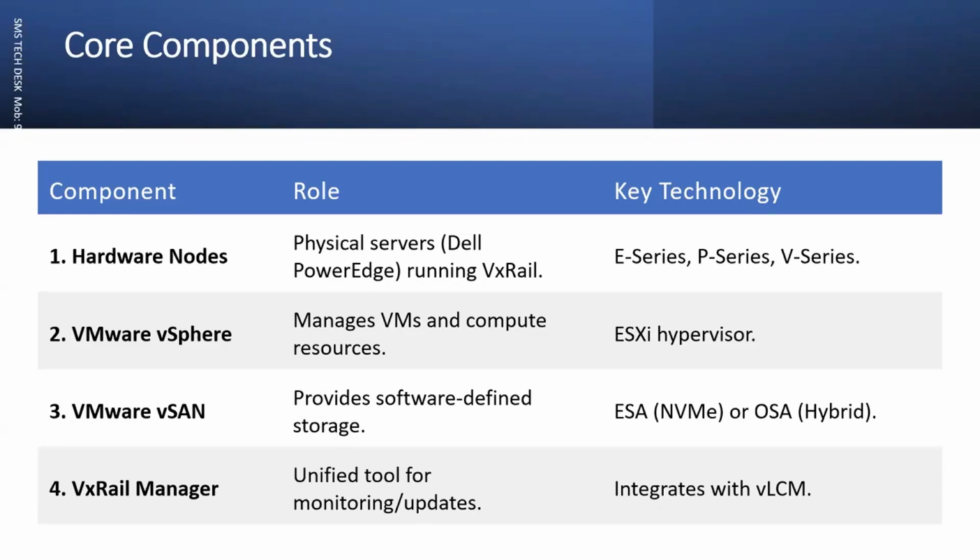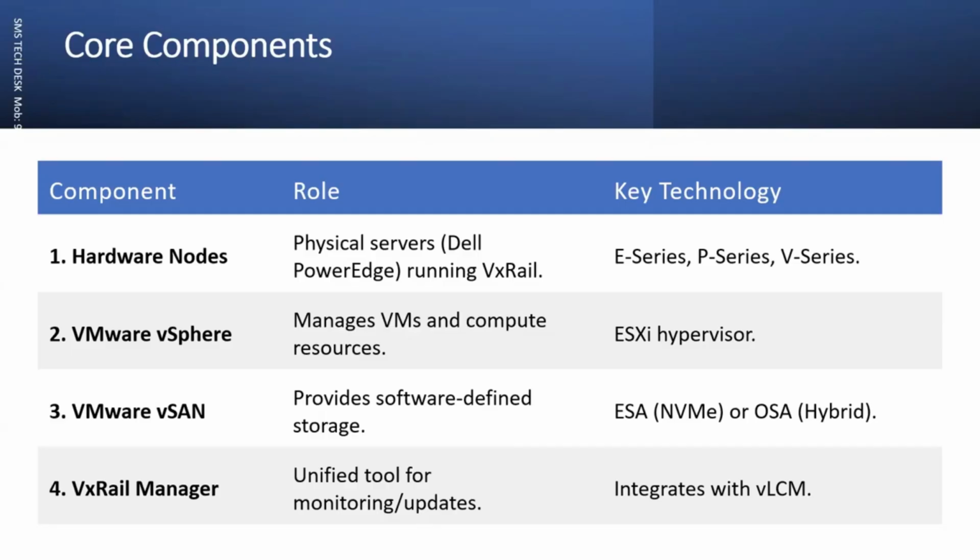Whereas, you can find the hardware. We know hardware means the physical appliances. It might be E series, P series, or V series, any one of the series that we're going to use in production. Then VMware vSphere means our ESXi hypervisor, right? Hypervisor, vCenter, all this comes under VMware vSphere.